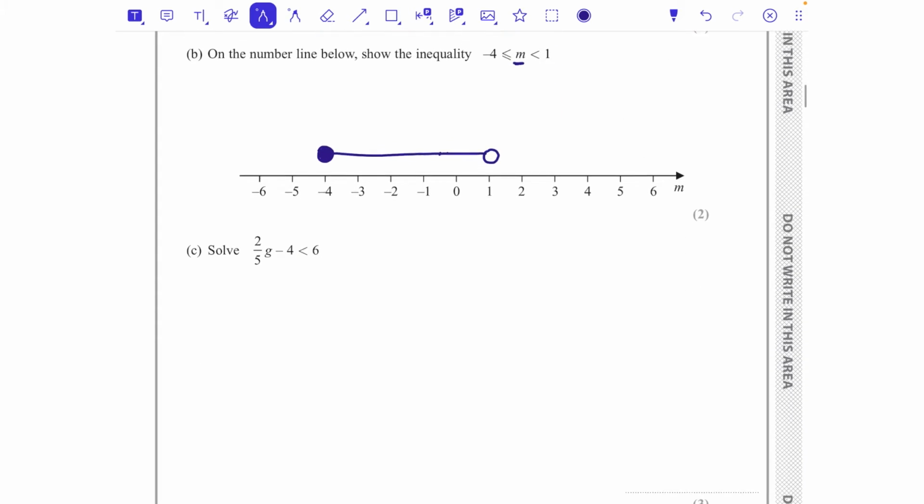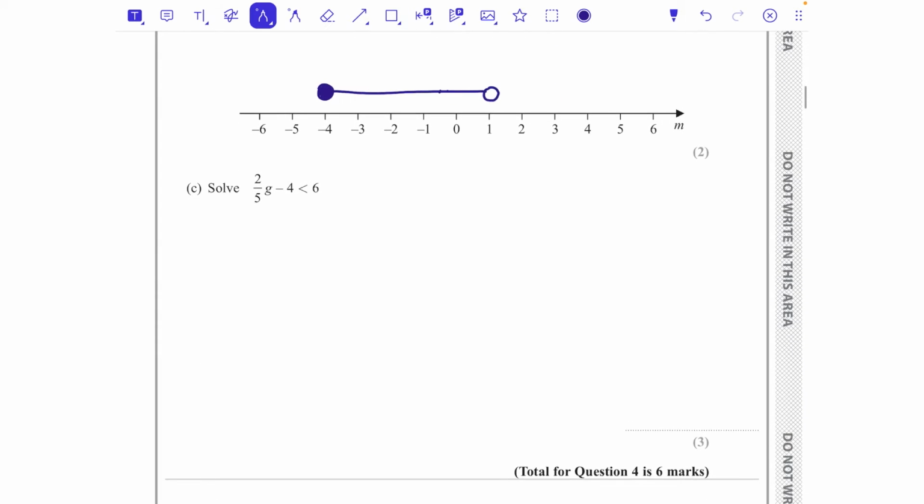And for part C, solve 2/5 g minus 4 is less than 6. So whenever we're solving equations, what we do to one side, we're going to do to the other. The first thing I'm going to do is add 4 to both sides. So 2/5 g is less than 10. Okay, keep whatever symbol is here, keep it the same. Some people like to change it to an equals, but then they forget to change it back. So I would just keep it whatever it is.